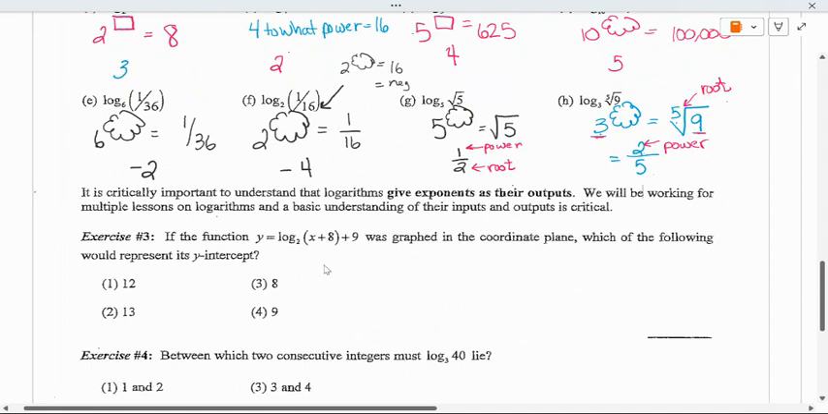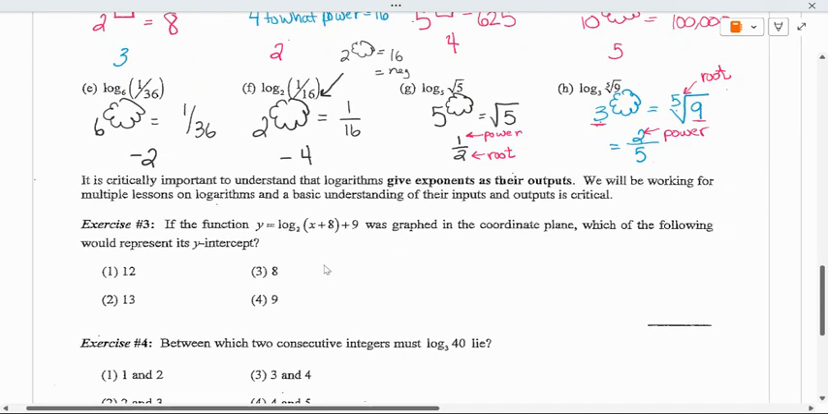It's critically important to understand that logarithms give exponents as their outputs. That's so important. Logarithms give exponents as their outputs. We will be working for multiple lessons on logarithms and a basic understanding of their inputs and outputs.